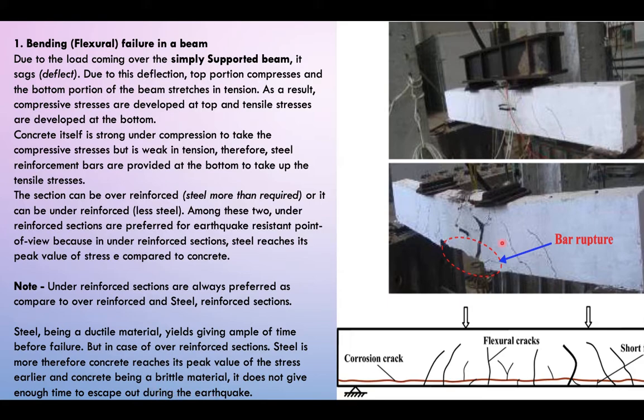In this figure, we are showing the beams which rupture due to the deflection. Under reinforced is considered from the earthquake resistance point of view. And in the figure below, we are showing the corrosion, cracks and flexure failures.